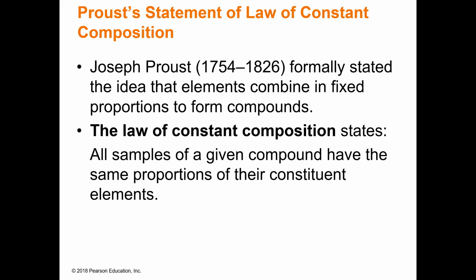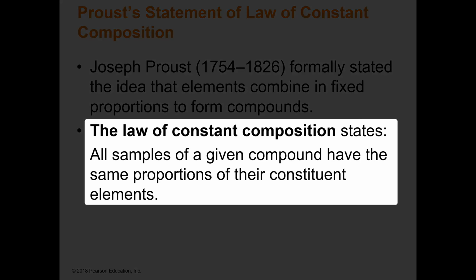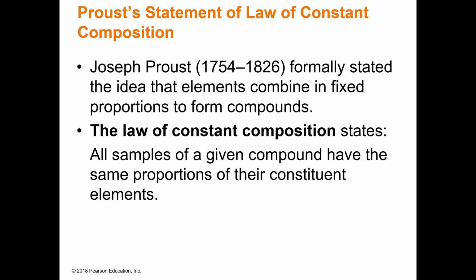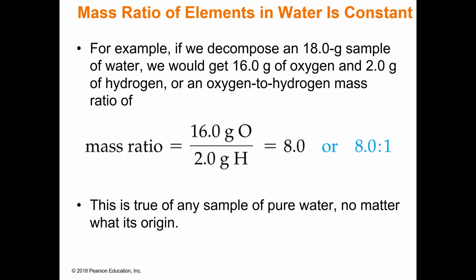Joseph Proust formally described this idea as the law of constant composition. He found that no matter the source or size of a compound sample, the proportions of its elements are always the same. That's a foundational concept in chemistry. For example, break down 18 grams of water and you always get 16 grams of oxygen and 2 grams of hydrogen. That gives a mass ratio of 8:1.